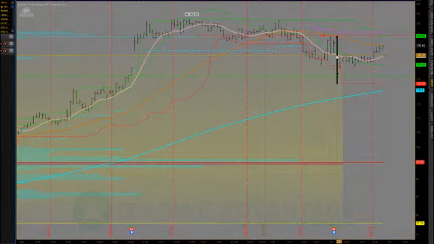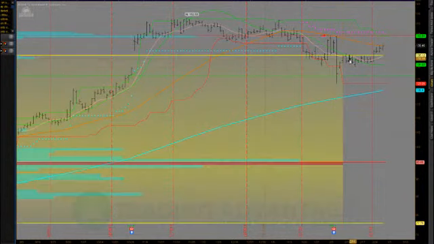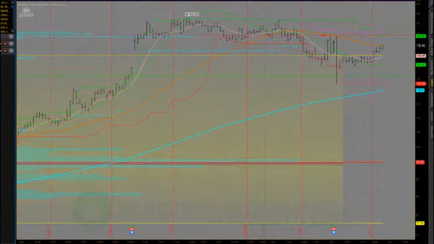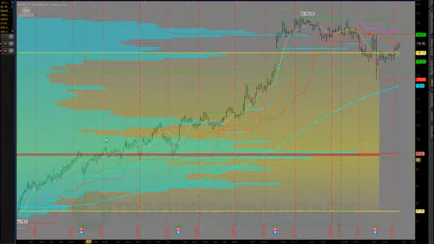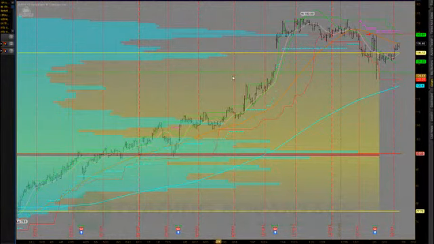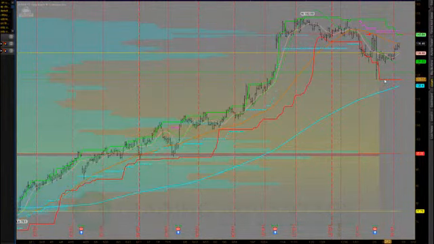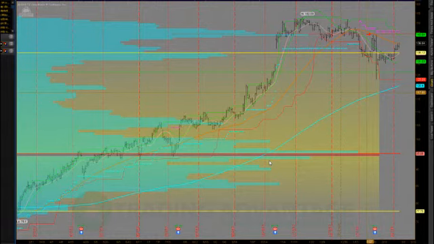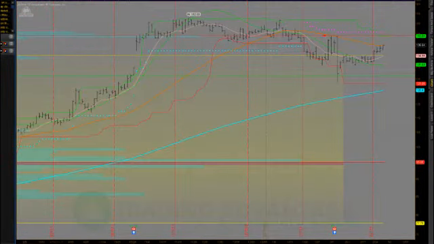Okay, so where am I looking at for potential exit points? First place here, this yellow shaded area in here is what's called the HVA, high value area. This is where 70% of the trades have taken place over the last year. So when you're above it, it acts as support. When you're below it, it acts as resistance.